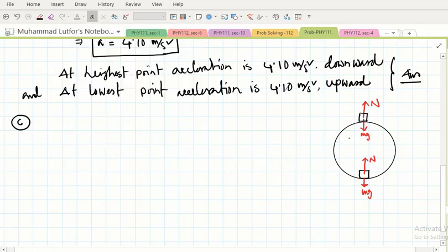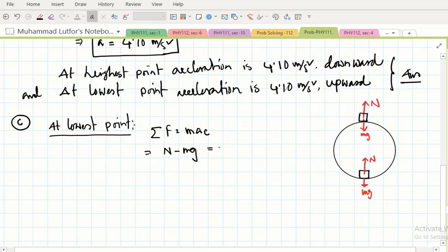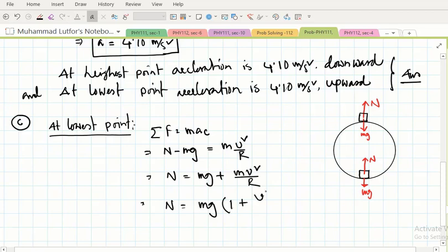Now we have to find this for the Ferris wheel. First I'll write down the lowest point, the bottom. In this case we can write that the net force must be equal to ma. So what is that force? N minus mg must be equal to mv squared over r, where r is the radius. Now we can find that N would be mg plus mv squared over r. Now we can rearrange this equation. I'm going to factor out mg. This will be 1 plus v squared over gr. So this will be the normal force.